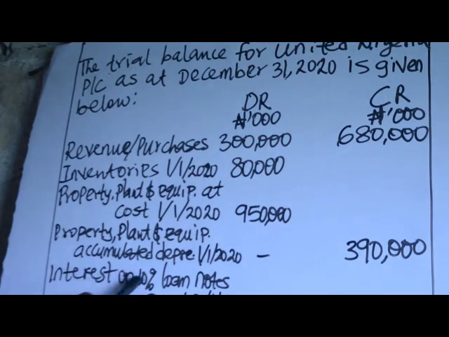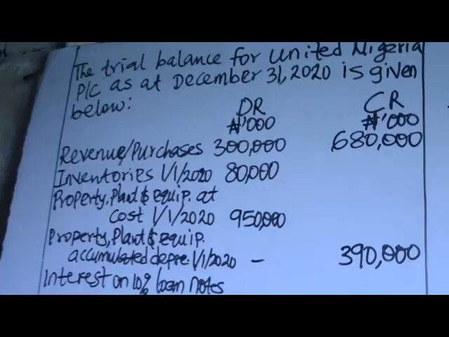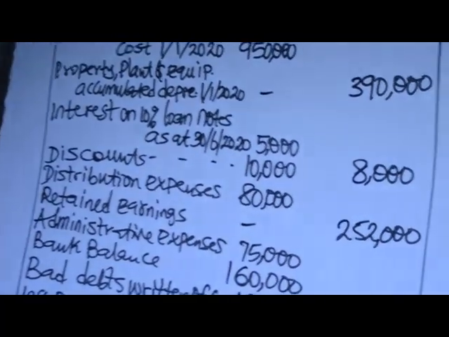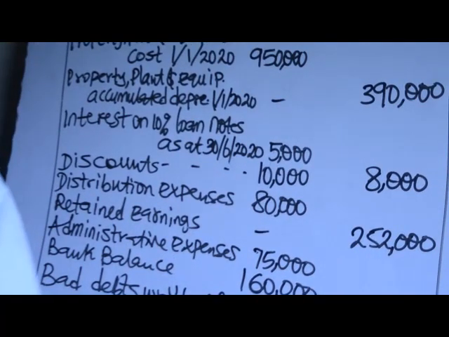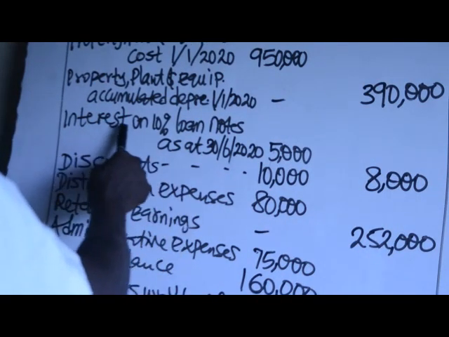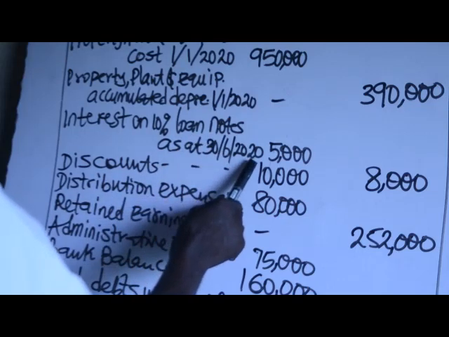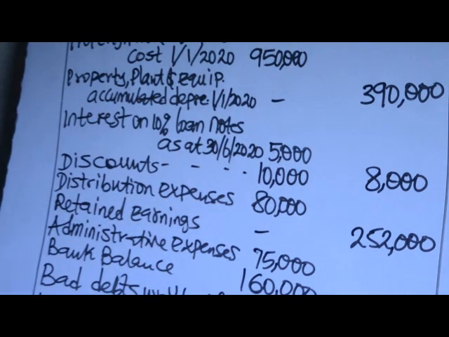The interest on 10% loan notes as at 30th of June 2020, that is 5,000. This is half-year interest. Half-year interest on loan notes has been paid. Remember, the accounting year end is December 31st, 2020. The interest up to June 30, 2020 has been paid. That means interest for the period of July 2020 to December 2020 has not been paid.